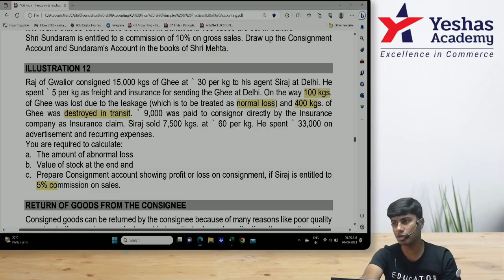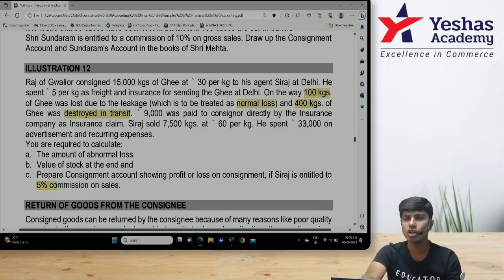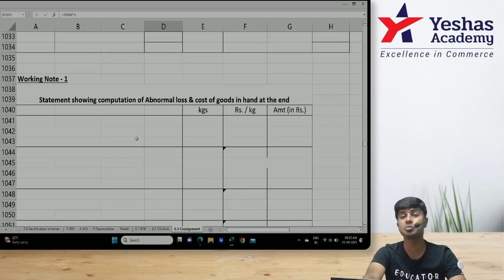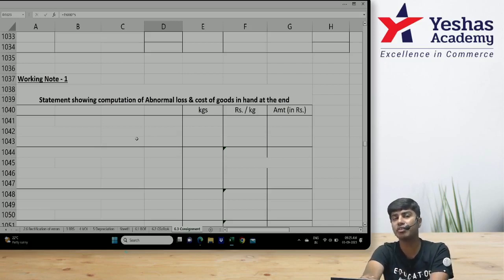After that, what do we have? Now normal loss, abnormal loss. We'll adjust normal loss and abnormal loss, and then go to our sales and then identify closing stock. Consignee expense comes after normal and abnormal loss. Why? The consignee will receive the goods, then he'll incur expense. Loss is happening in transit, not in the godown. If the loss was happening in the godown, we would have adjusted the loss after the consignee's expense.